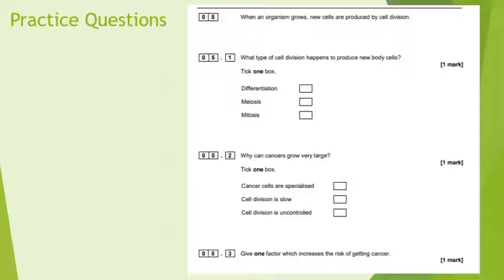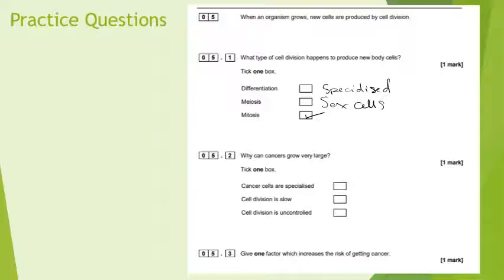Okay, let's have a look then. So what type of cell division happens to produce new body cells? So new body cells are coming from mitosis. Meiosis is sex cells, so that is literally thinking about sperms and eggs and creating baby, and differentiation is the process that happens when cells become specialised for a specific purpose.